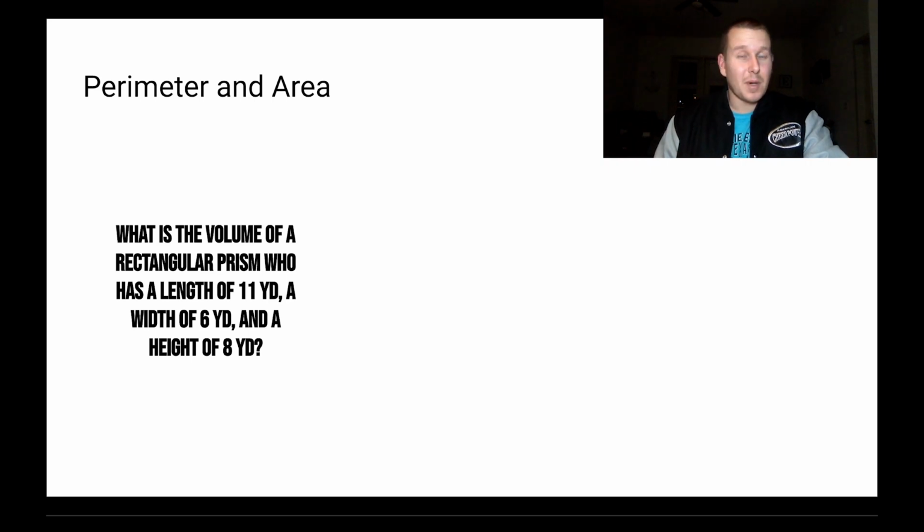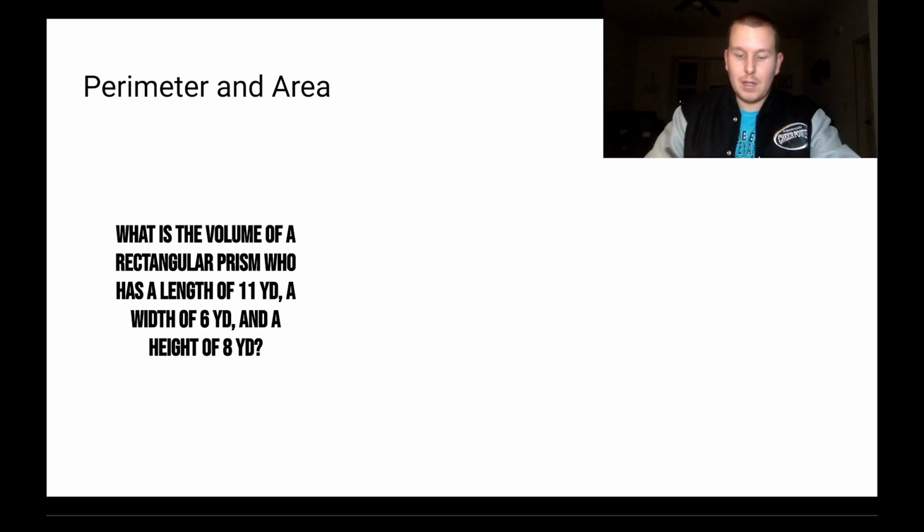All right, our next problem, we actually don't have a picture, and that's how some of your problems are going to look. It says, what is the volume of a rectangular prism who has a length of 11 yards, a width of 6 yards, and a height of 8 yards? So we might get a problem like this, where we don't really have the picture, but we could always draw the picture if we wanted to, okay?